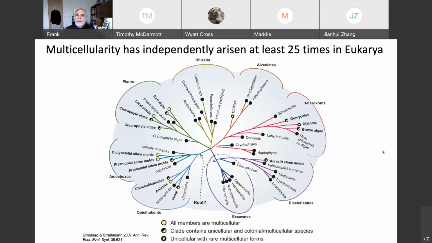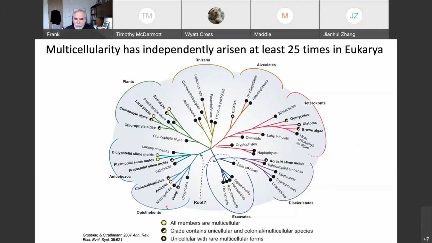Well, it turns out that multicellularity has independently arisen at least 25 times in the eukaryotes. This is an important point because it implies that in these different lineages, there may be different genes that are involved in mediating this major evolutionary transition. It may also be the case that there are certain genes in common across all of these independent evolutions that prove to be important, but we don't really know that yet.